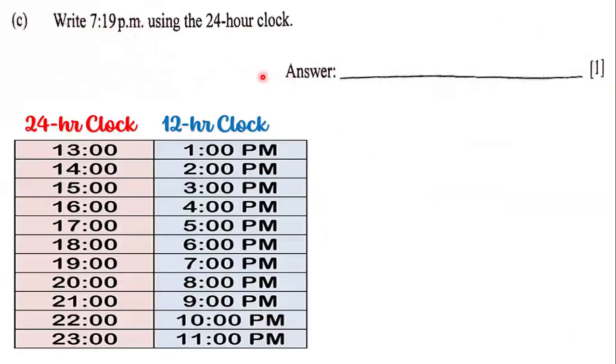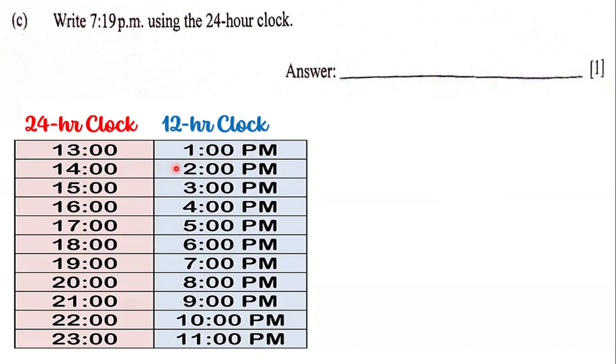Next, the question states, write 7:19 p.m. using the 24-hour clock. Now here we have times in the 24-hour clock, and here we have times in the 12-hour clock. Notice that 13 o'clock is 1 p.m. So 13 o'clock in the 24-hour clock is 1 p.m. in the 12-hour clock, and 14 o'clock in the 24-hour clock is 2 p.m. in the 12-hour clock.